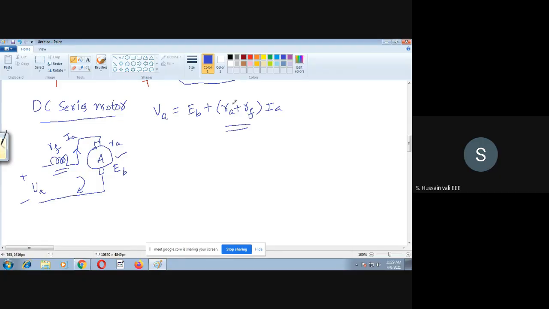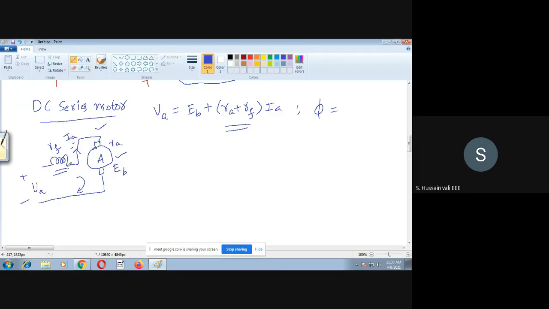And now what about the flux? Is the flux constant in the case of the DC series motor? No, the flux is not constant. This is the point you must keep in your mind. Why is the flux not constant? Because the flux depends upon the armature current. As it is a series motor, the armature and field winding are both in series. So whatever current is flowing in the armature, in this particular picture, the same current is flowing in the field winding. So as the armature current is IA, the field current is also IA.